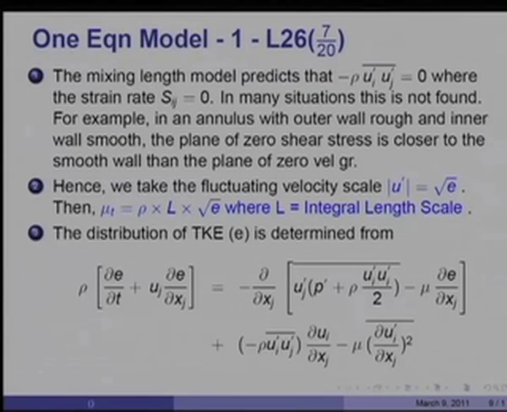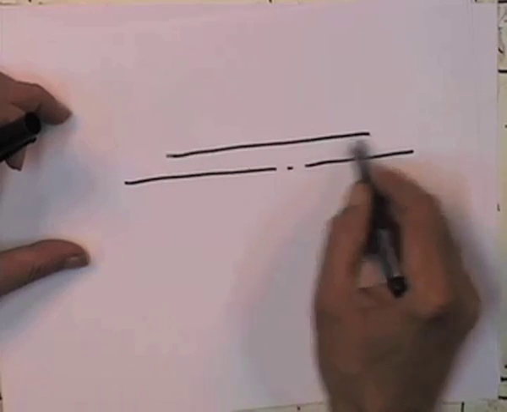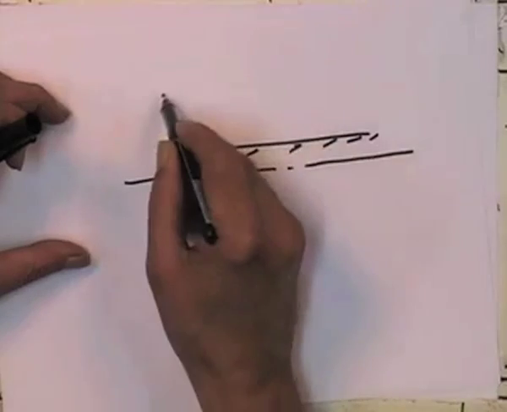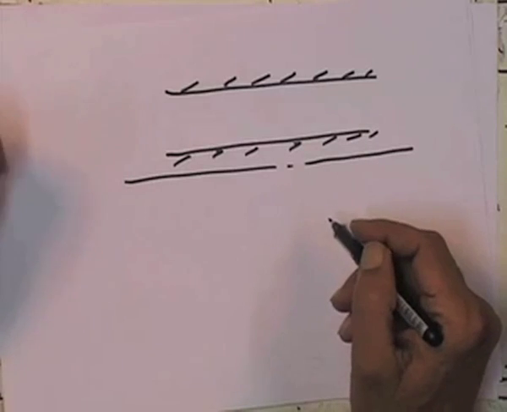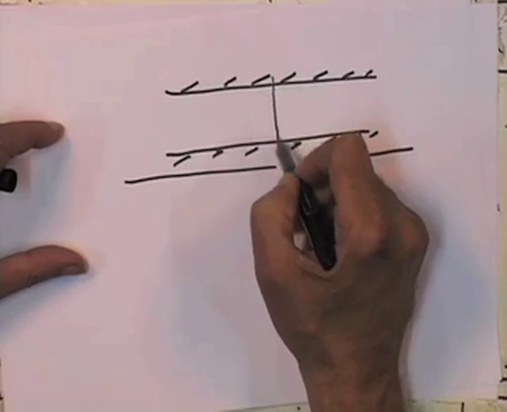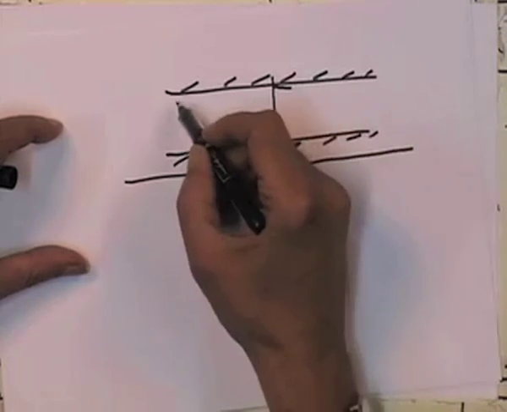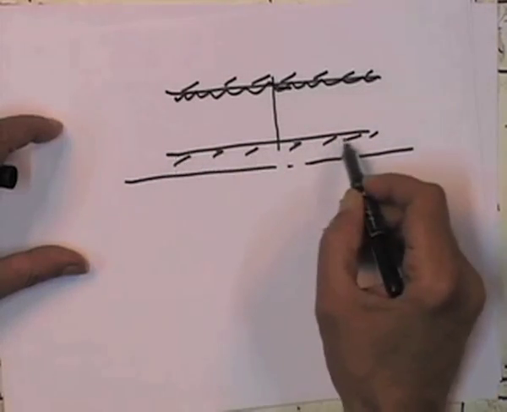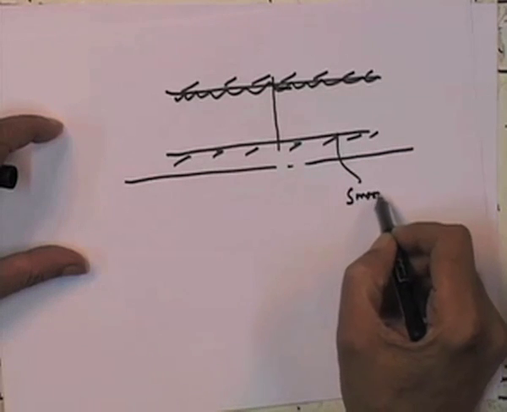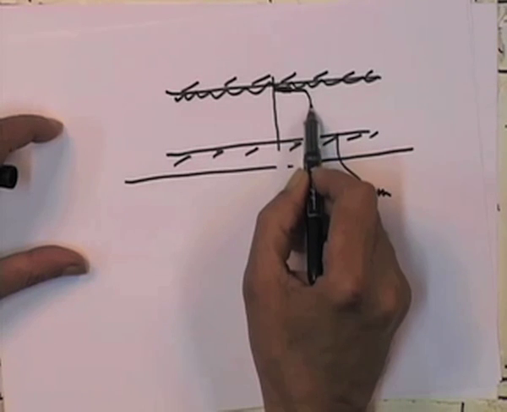For example, if I were to take the case of an annulus, let us say this is the inner wall and that is the outer wall, then we would have a velocity profile which would look something like this. Let us say the outer wall is rough and the inner wall is smooth. This is the smooth wall, and we would expect a velocity profile to be something of this variety.